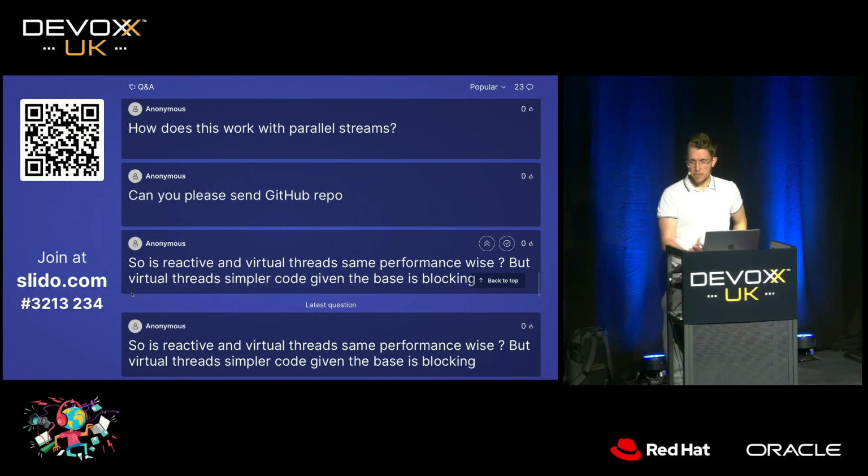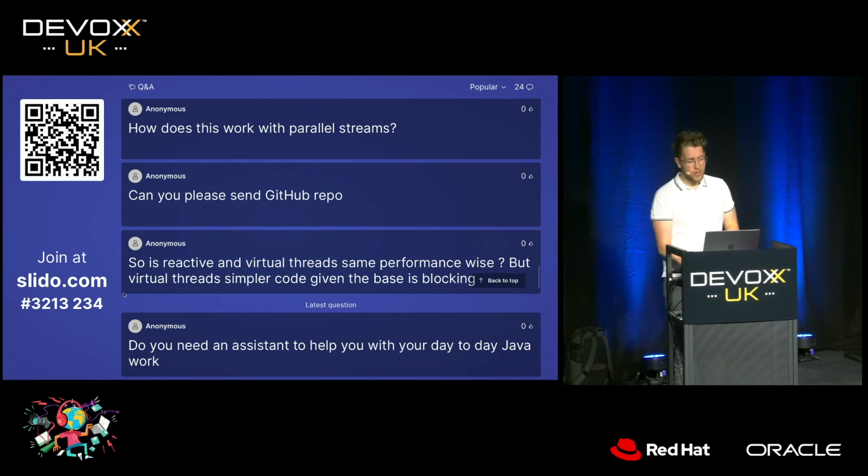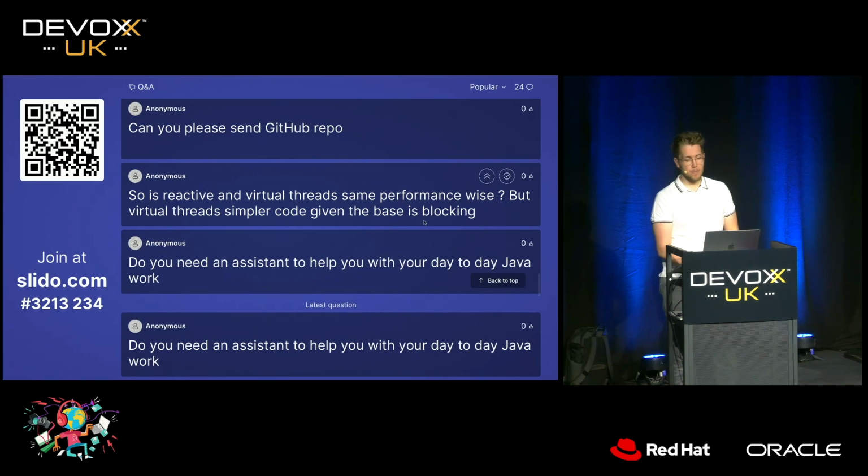Is reactive and virtual threads the same performance-wise, but virtual threads are simpler code given the base is blocking? Yeah, I think this is exactly the case. The speed should be the same as with reactive, but with virtual threads, in my opinion, it's easier to read.